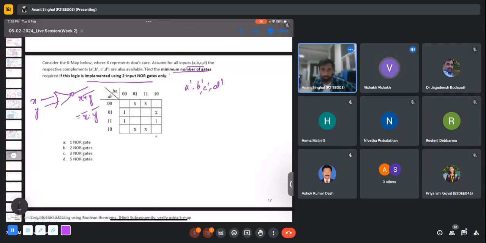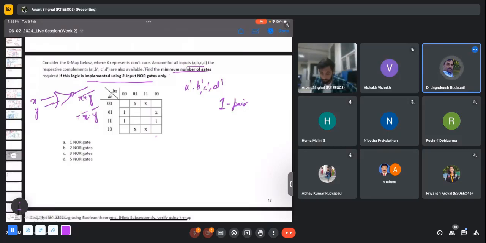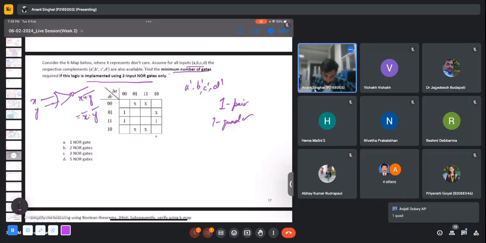Only one pair, sir. Sorry, quad. One quad. So, one quad, right? That quad will be here. We don't need to see the don't care. So, if this is the case, I can write this as C and A complement. So, this particular K map, or let's say the function is F, it is getting to A complement C.